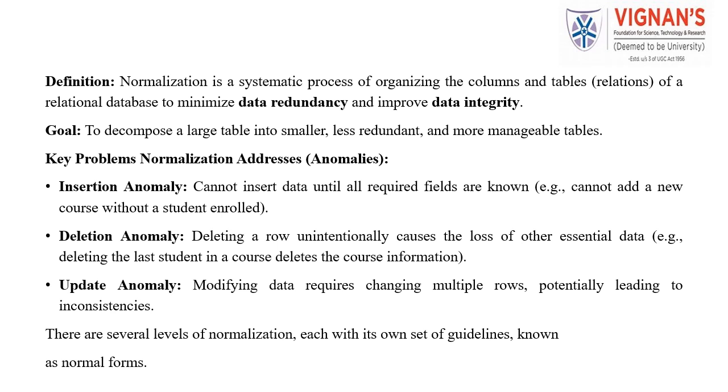To solve these problems, normalization uses different levels called normal forms. Each normal form has specific rules that help organize data better, remove redundancy, and avoid anomalies. Some common normal forms are first normal form, 1NF, second normal form, 2NF, and third normal form, 3NF.